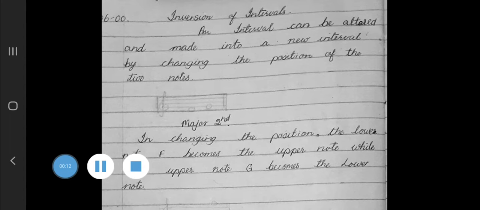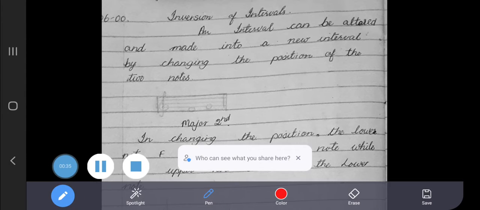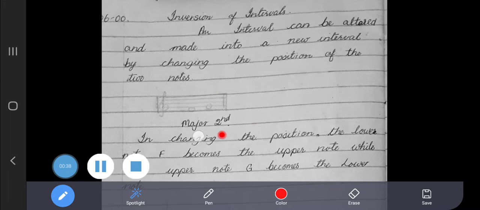Children, today our lesson is inversion of intervals. An interval can be altered and made into a new interval by changing the position of the two notes. Here you can see there is a major second, F to G.